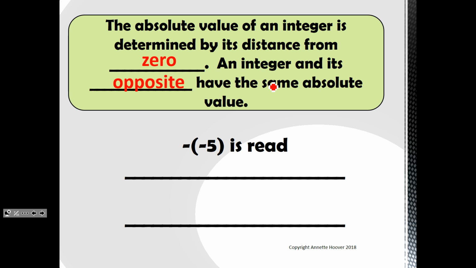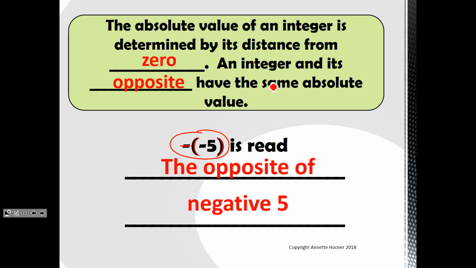It is also important that we know how to read integers and absolute value equations correctly. So we're going to talk about how to read this, and then we're going to talk about what it means. In this scenario right here, this says the opposite, and this says negative 5, so it reads the opposite of negative 5. That's the way it reads, but what does it mean? Well, what is the opposite of a negative 5? The opposite of a negative 5 is a positive 5.